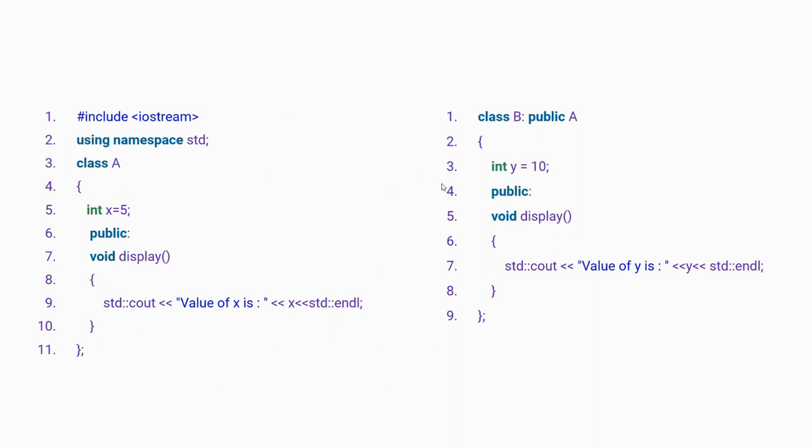First, you create a class named capital A. In that, you write int x equal to 5. After that, under the public access specifier, we are writing a method void display. In that, we are printing the value of x. After that, you are creating a derived class of the base class A, and you are writing colon public A. We can access all the public members of the base class. In class B, we are writing int y equal to 10, and under the public access specifier, we are writing the same function void display. We are printing the value of y.